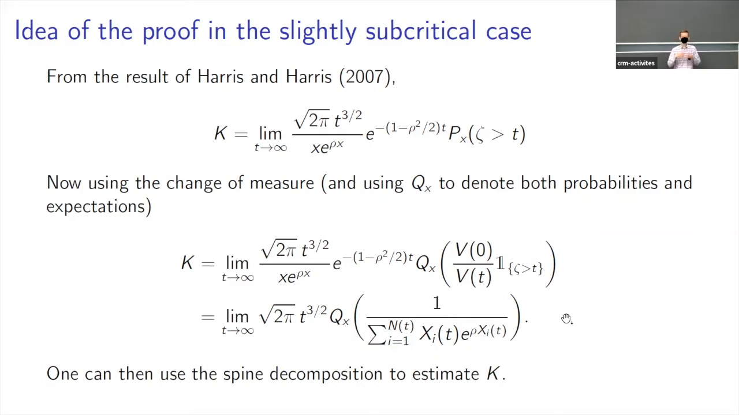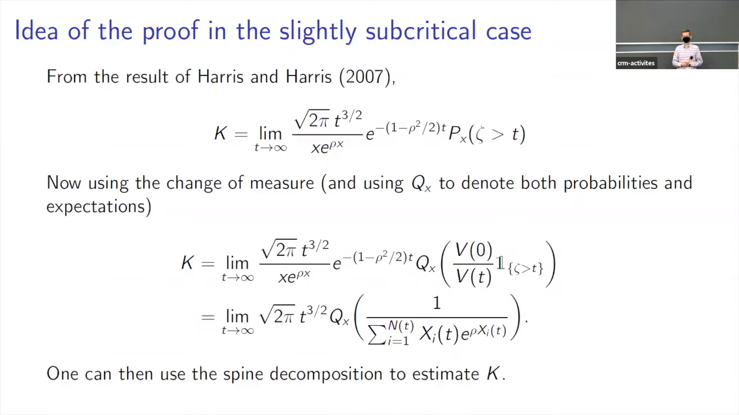And then we can use what we know about the behavior of the process under the spine decomposition to estimate the expected value of that sum. Now that leads to some rather tedious technical estimates, but we are able to estimate that expectation well enough to prove the result that we stated earlier.